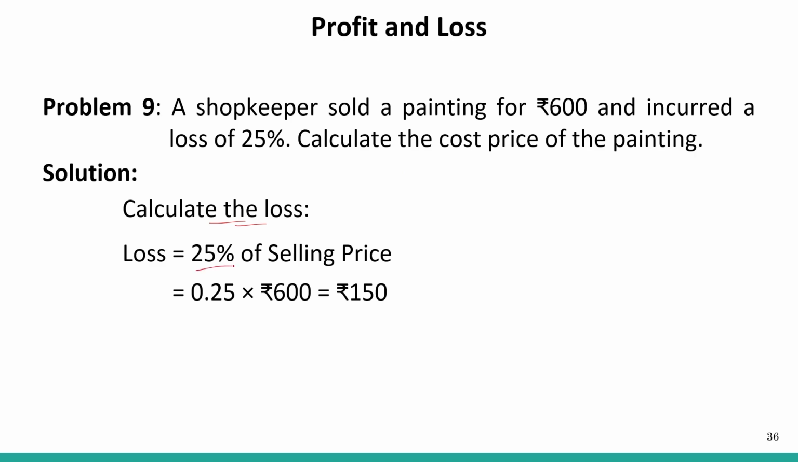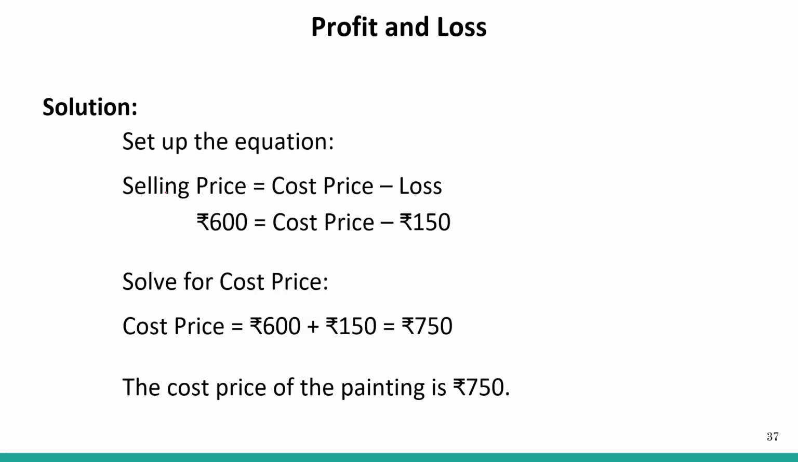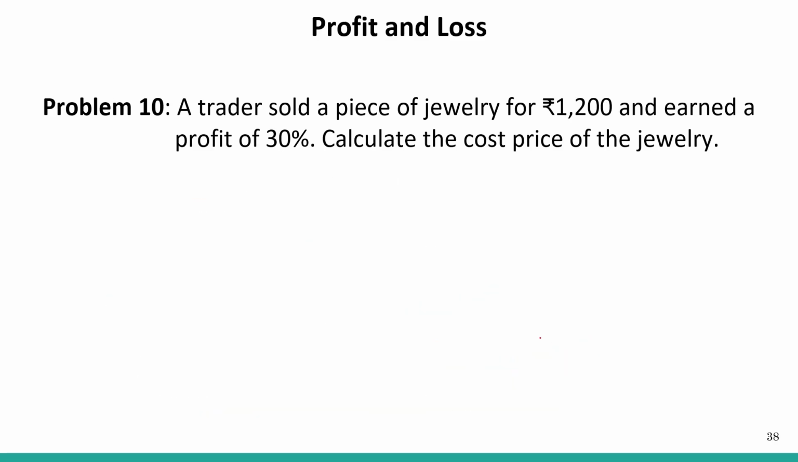So calculate the loss. 25% of 600 is 0.25 into 600, which is 150 rupees. Selling price is equal to cost price minus loss. So 600 is equal to cost price minus 150. So 600 plus 150 will be the cost price, so it will be 750 rupees. So the cost price of the painting is 750 rupees.